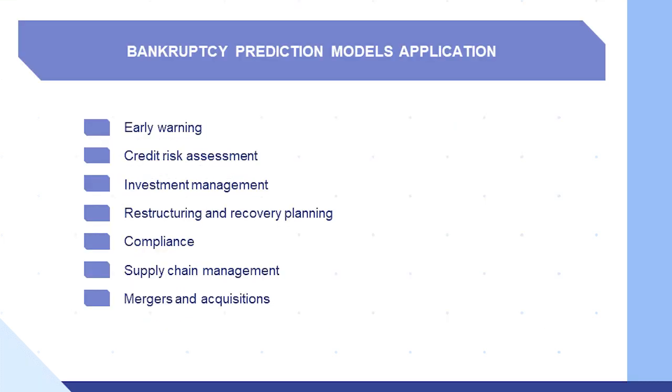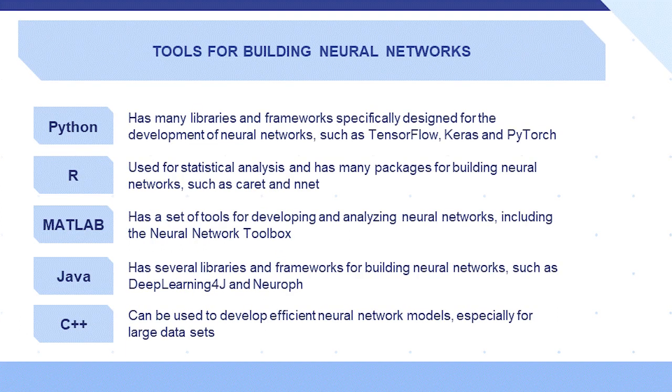Bankruptcy prediction models analyze a company's financial data to predict the probability of its bankruptcy in the future. These models can be helpful for various purposes, such as early warning, credit risk assessment, investment management, restructuring and recovery planning, compliance, supply chain management, and mergers and acquisitions. The selection of tools for building models depends on the goal of forecasting.